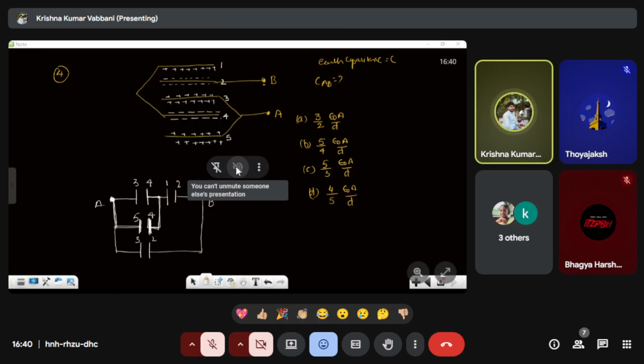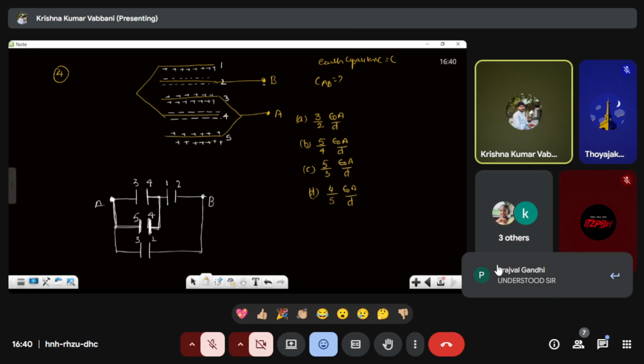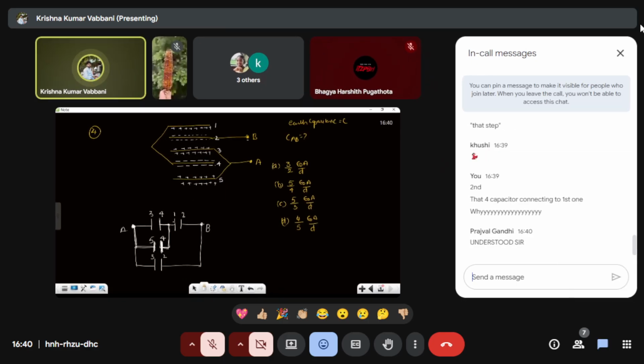That 4 connecting to the first one, Y side? 4 is not connected to... oh, 4 is connected to 1.